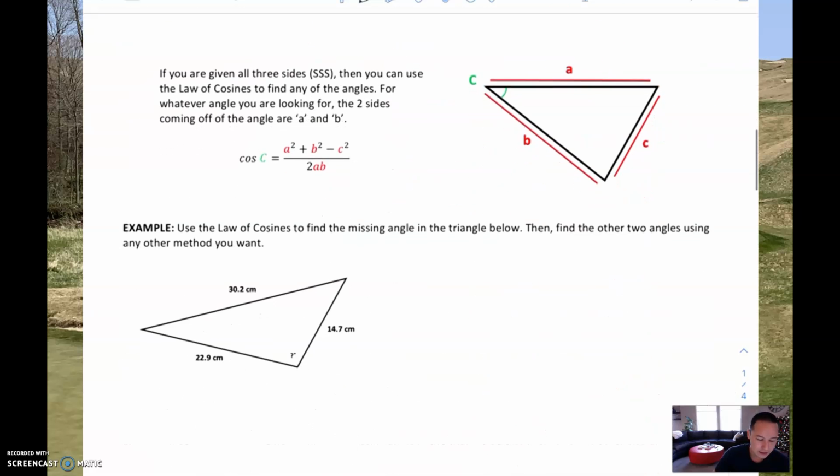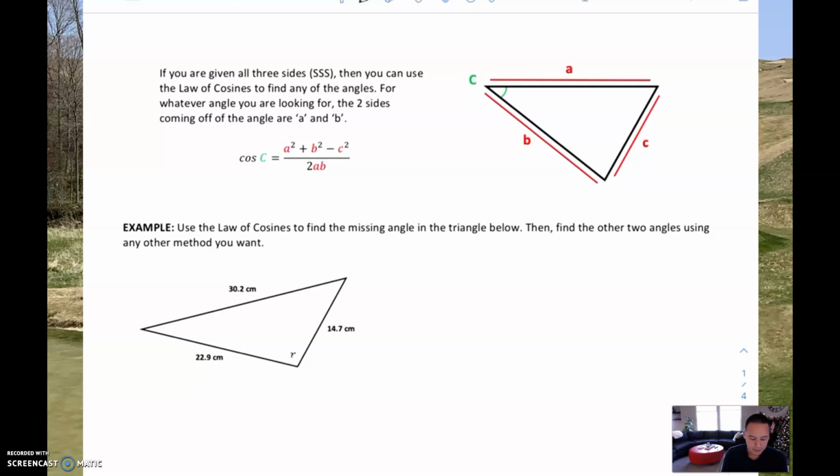Now we're going to move on to the other type of formula. And this is if you are given all three of the sides. So if you're given three sides of a triangle, but now you're not given any of the angles, you can use the law of cosines to find any of the angles. So you could find this one. You could actually find this one if you want. You could find this one. It doesn't matter which one. Just pick one and find it.